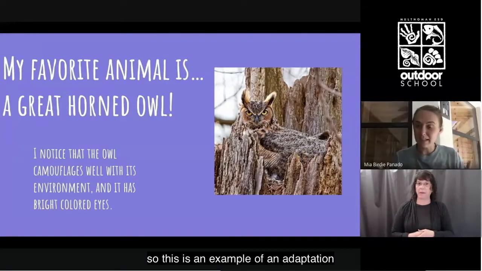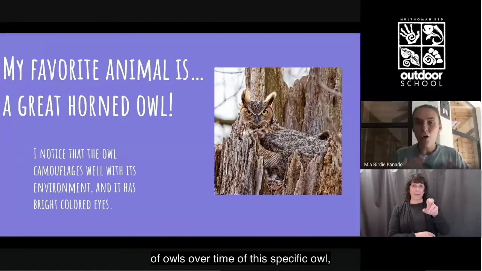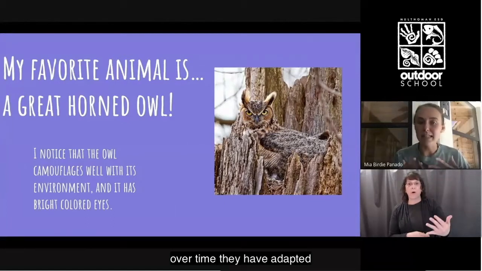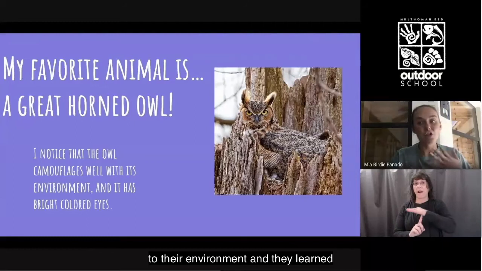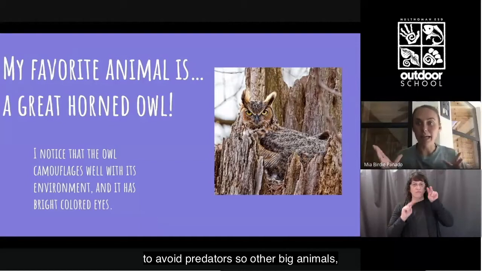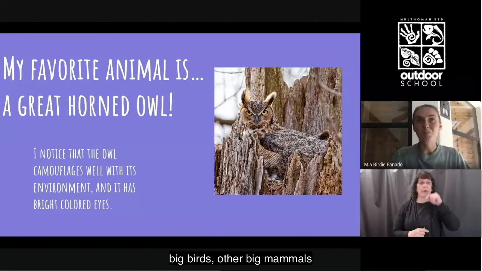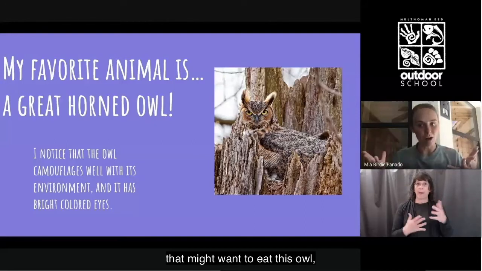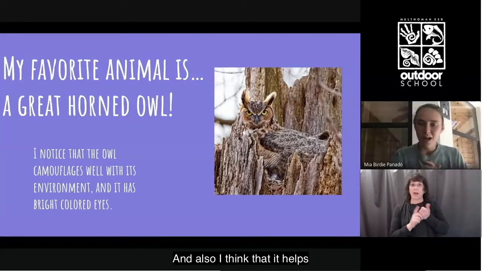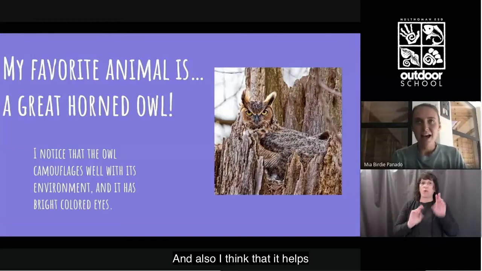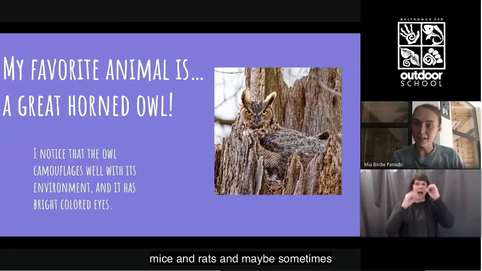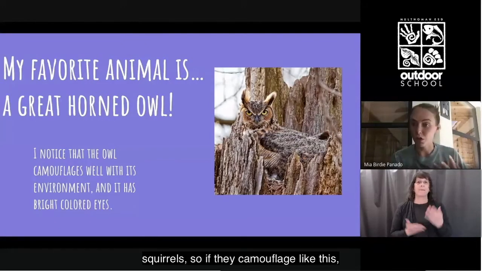And so this is an example of an adaptation of owls over time, or of this specific owl, the great horned owl. Over time, they have adapted to their environment and they learned to blend in very well to avoid predators. So other big animals, big birds, other big mammals that might want to eat this owl, they can camouflage themselves and avoid these predators. And also, I think that it helps them to catch prey. So these owls are known to eat mice and rats and maybe sometimes squirrels.